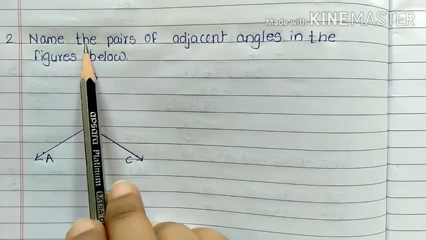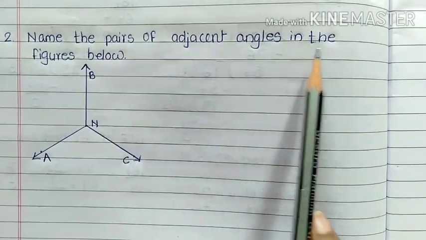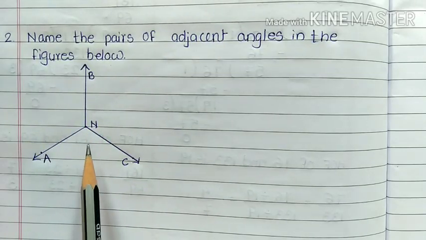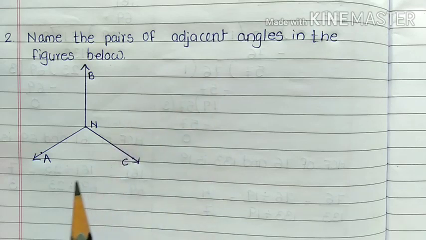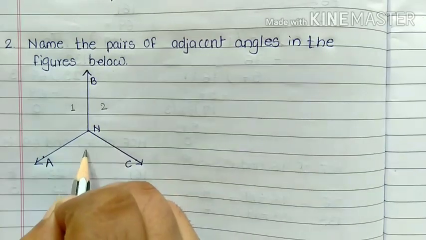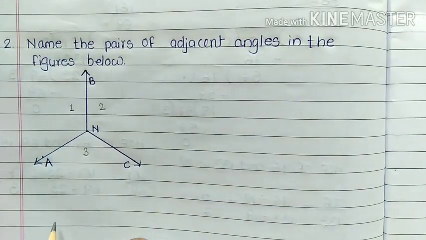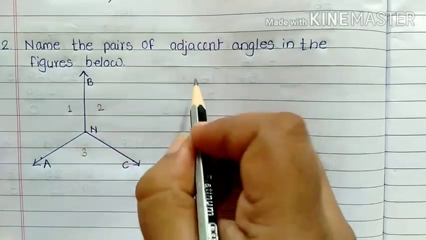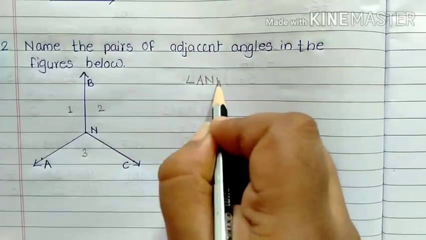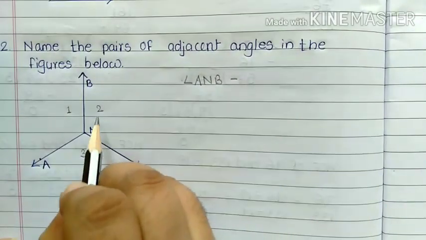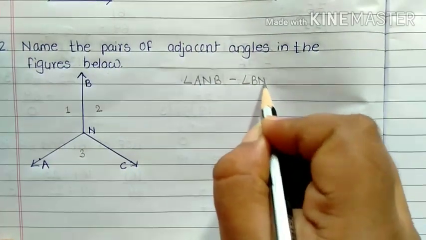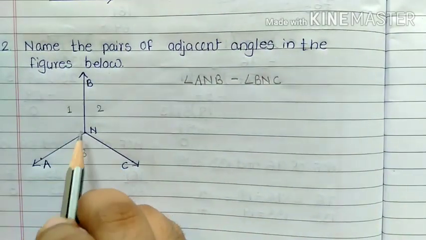Next question. Name the pairs of adjacent angles in the figure below. Here one figure has been given. From that, I have to mention pairs of adjacent angles. For our reference, I am writing here numbers 1, 2 and 3. Now, the number 1 angle is ANB. And which is the number 2 angle? Angle BNC.